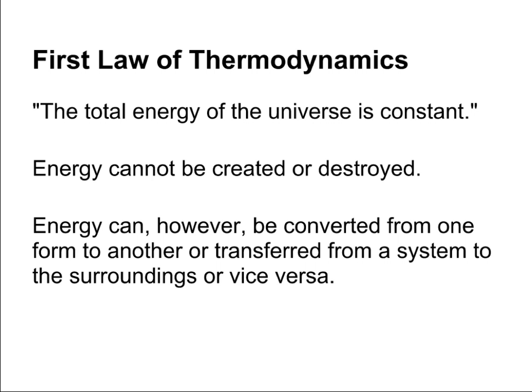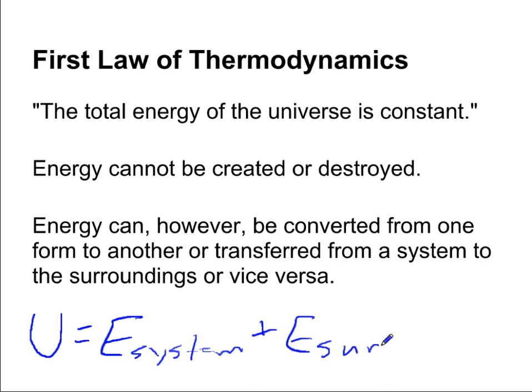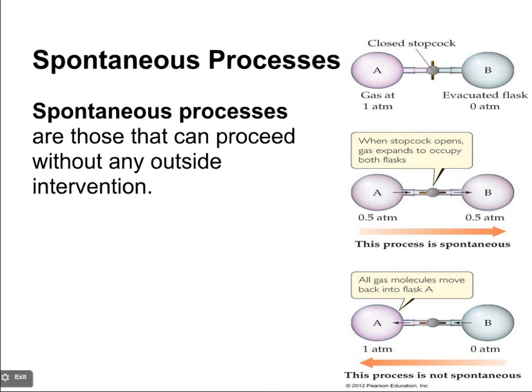It can, however, be converted from one form to another, or transferred from a system to the surroundings, or the surroundings to the system. Often you'll see this written with an equation, U, the energy of the universe, is equal to the energy of the system plus the energy of the surroundings. So that was just a reminder of what the first law of thermodynamics is. It's pretty easy. Now let's talk about spontaneous processes.